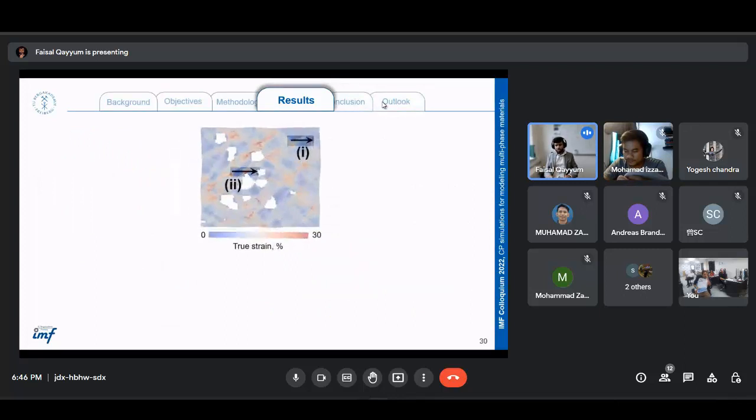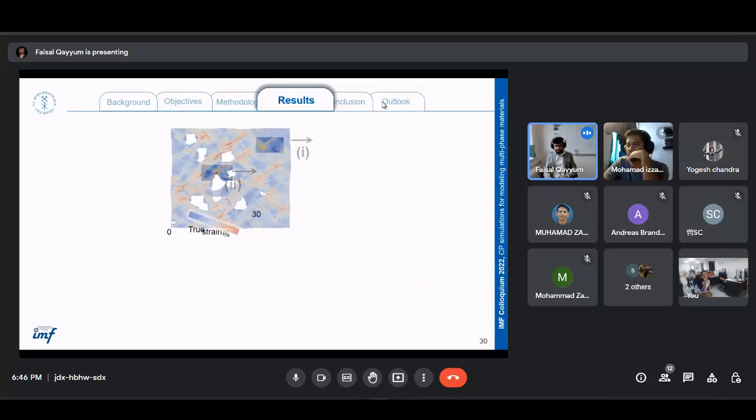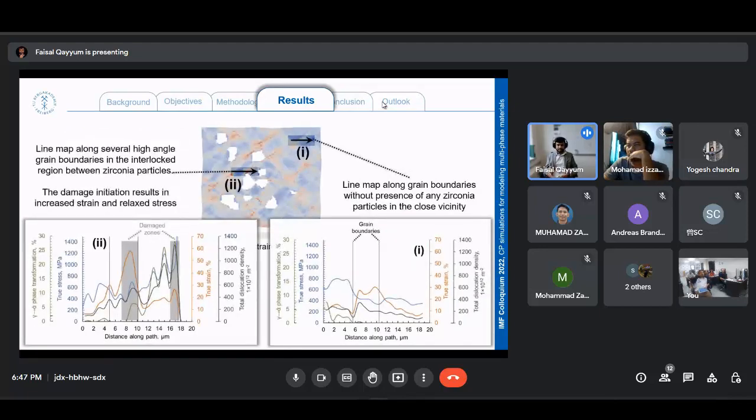We can also plot line graphs to see how the orientation distribution affects the overall deformation behavior in the free regions as well as in the interlocked regions. We see that with the change in grains, the solid lines at the bottom show the grain boundaries. There is no significant change in the stresses or strains, but in the interlocked regions, we see a significantly high amount of damage near the grain boundaries, because of the significantly high strain and very low resolved stresses.